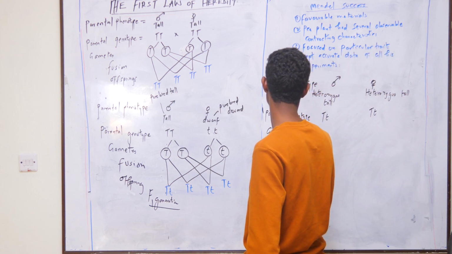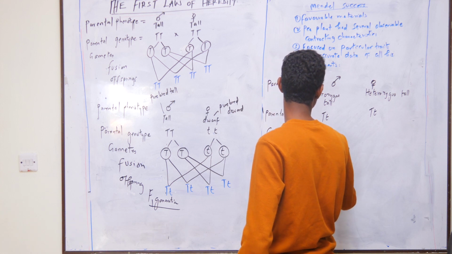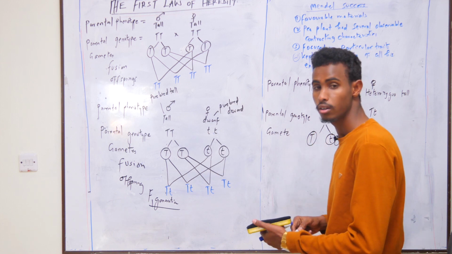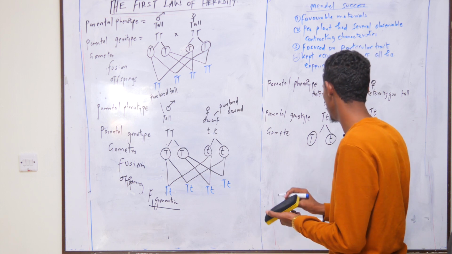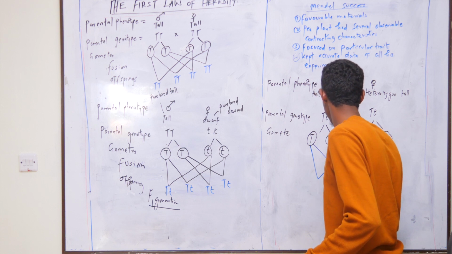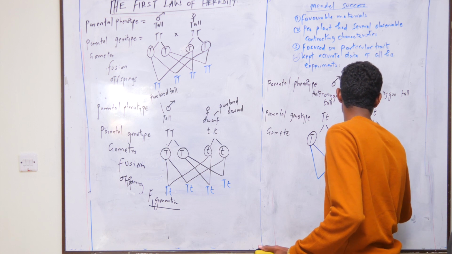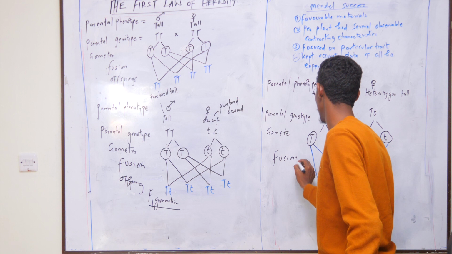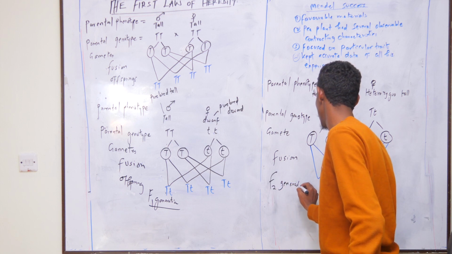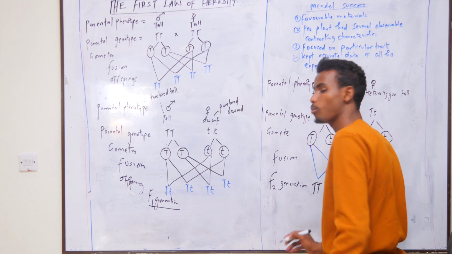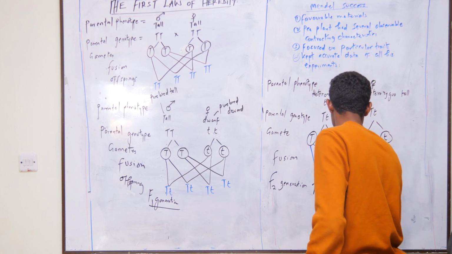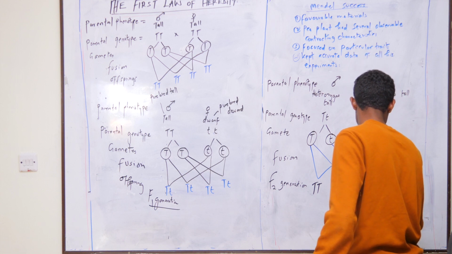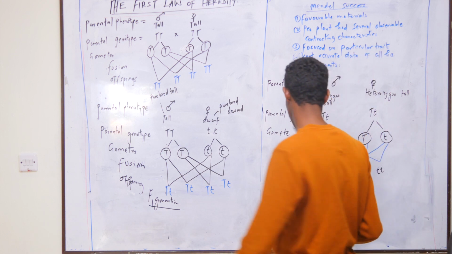Now, gametes. Let them segregate. Now crosses. Fusion happens. Now the offsprings, the F2 generation. Now it will be homozygous tallness, heterozygous tallness, heterozygous tallness, and recessive, homozygous for dwarfism. Now, let's look at this one very quickly.